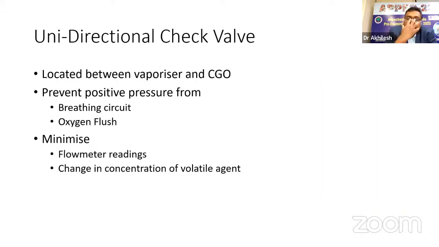Then again, I come to the unidirectional check valve. It is located between the vaporizer and the common gas outlet. What happens when we give anesthesia? You give positive pressure ventilation. That positive pressure goes to the patient, and it can go backward from the common gas outlet also. To avoid that, there is a unidirectional check valve, so that whenever we give positive pressure ventilation, it does not go in the backward direction, as in the case of a breathing circuit or oxygen flush. It carries significance when we talk about machine checking.